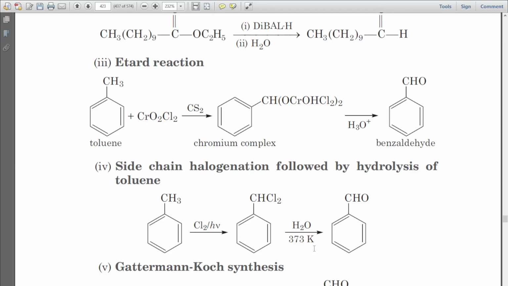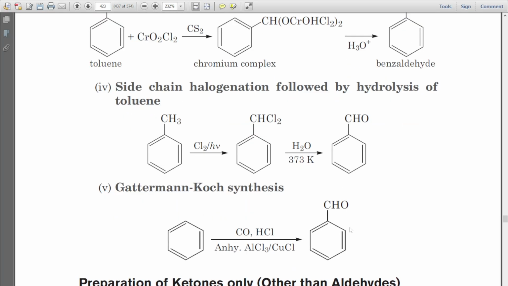Side chain halogenation followed by hydrolysis. We take toluene, we do halogenation in the presence of sunlight, therefore it forms CHCl2. Afterwards, we do its hydrolysis, which converts it into benzaldehyde again.